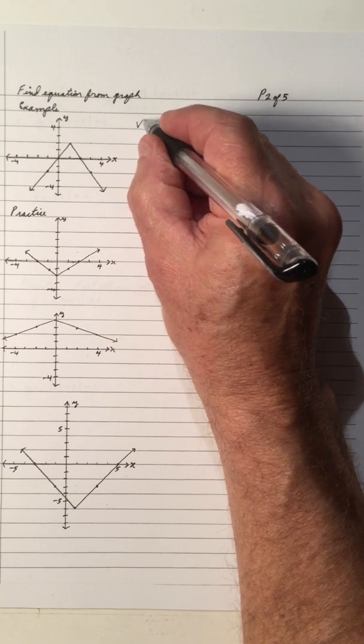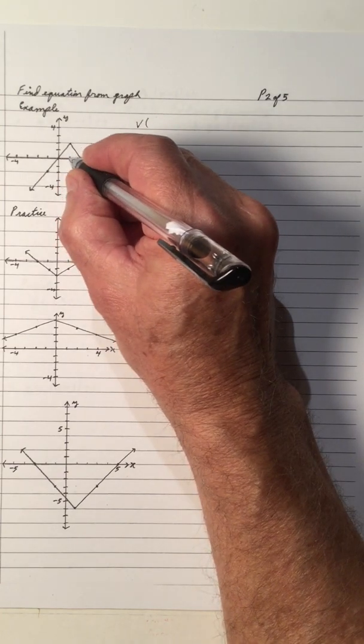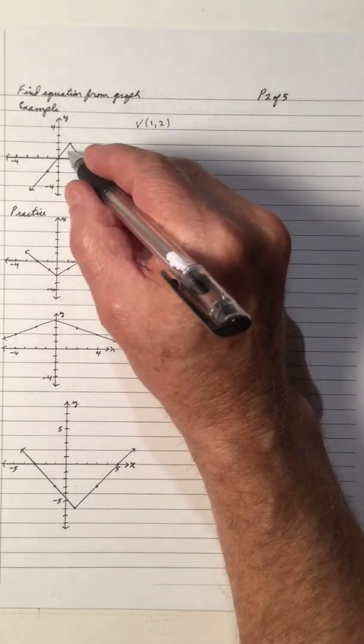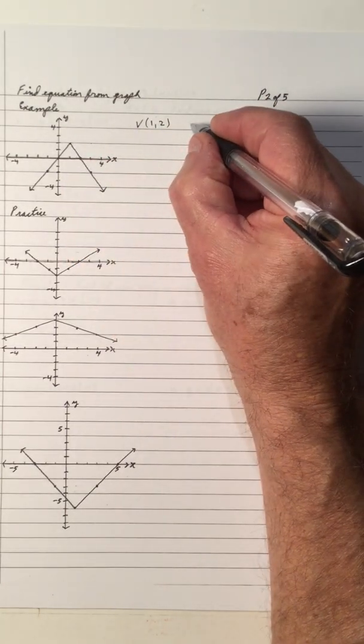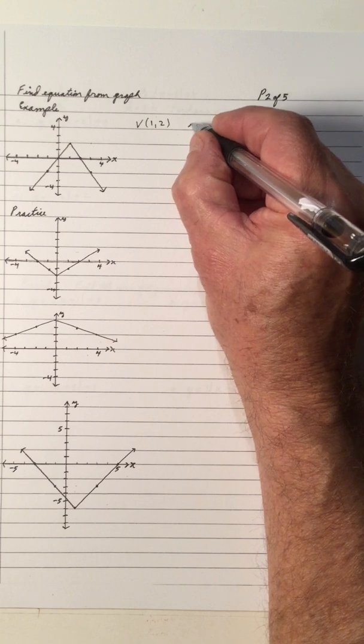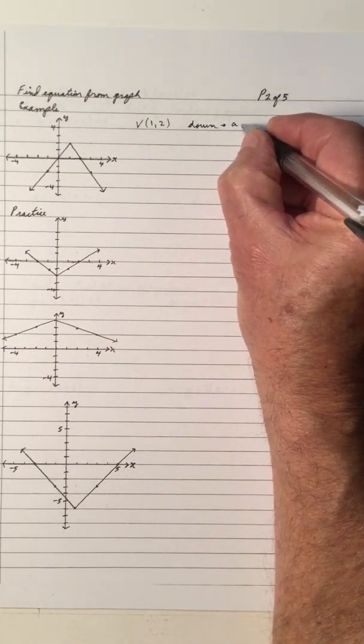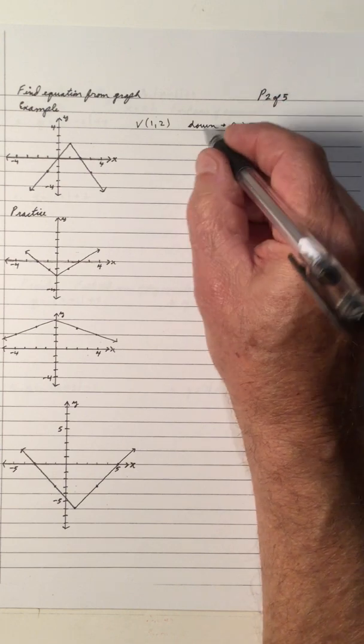So the vertex is x is 1, y is 2. Also notice that it's going down, so it opens down. Because it opens down, that means A is going to be negative.